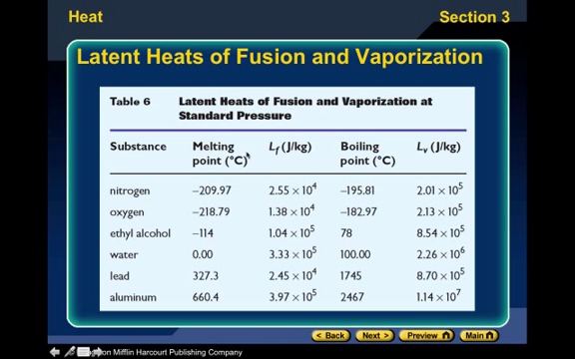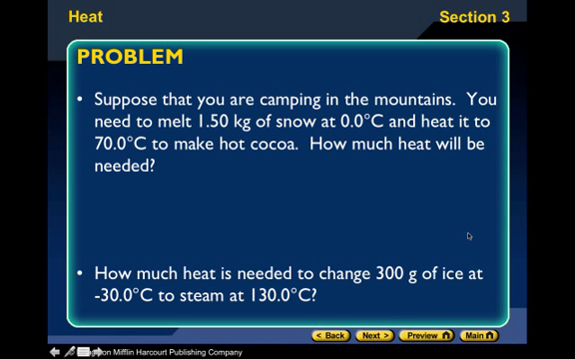We have all these different values for latent heat of fusion and latent heat of vaporization. I'm sure that's in your books because you may need that for some problems. But suppose you are camping in the mountains and you need to melt 1.5 kilograms of snow at 0 degrees Celsius and heat it to 70 degrees Celsius to make hot cocoa. How much heat would be needed?